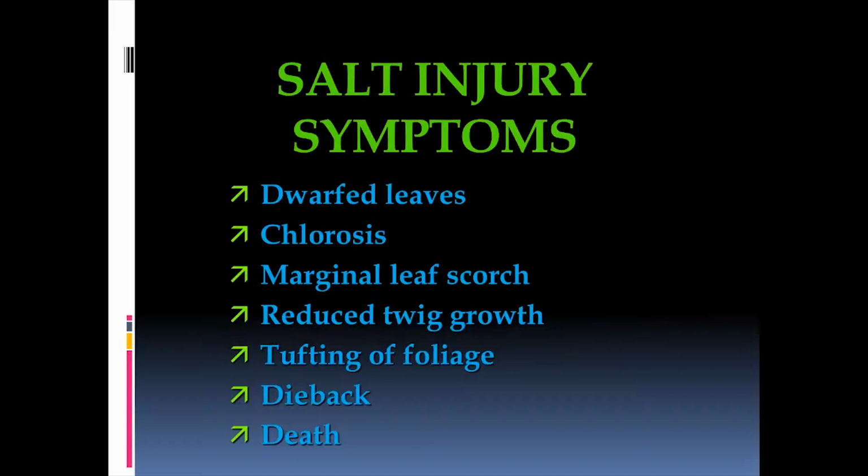The symptoms that you see are, from a lab perspective, kind of interesting. You'll have dwarf and contorted tissue, almost like herbicide damage. Chlorosis or yellowing of plant tissue is very common. The margins of the leaf sometimes will be scorched. Twig growth will be very much stunted.